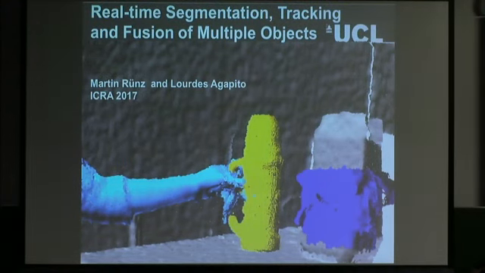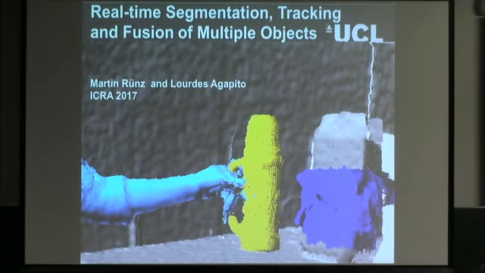So I've got a few more minutes, so I want to talk about another piece of work that we're doing right now. This is work that I've done with my student Martin Runz, and we presented it at the robotics conference ICRA this year. This is something that I'm getting quite interested in: being able to reconstruct dynamic scenes where we have multiple moving objects, and being able to do this in real time so that robots can actually interact with the 3D world.